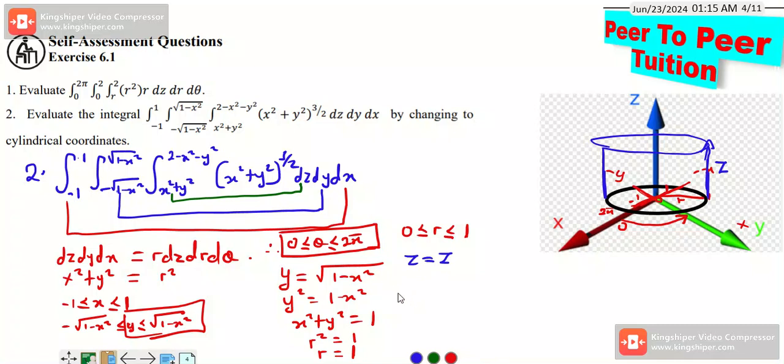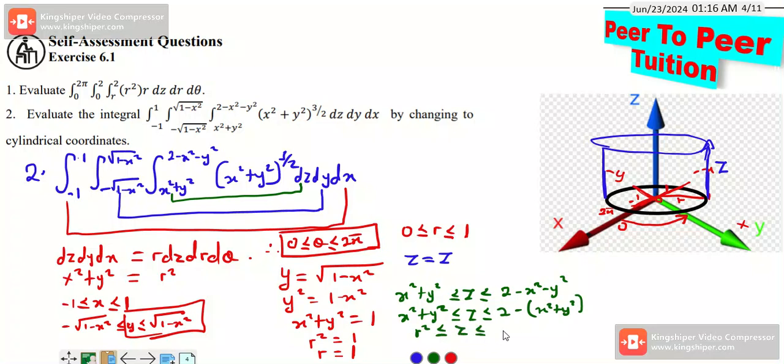So we can say that x squared plus y squared is less than or equal to z, less than or equal to 2 minus x squared minus y squared. Factorizing the negative out, I'll get 2 minus, x squared plus y squared. Then we know that x squared plus y squared is r squared. So here becomes r squared less than or equal to z, less than or equal to 2 minus r squared. So that becomes the range of z.